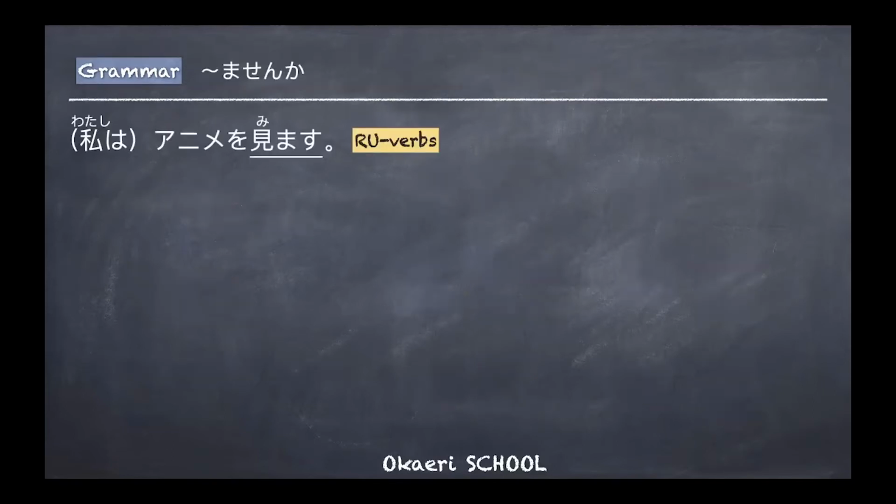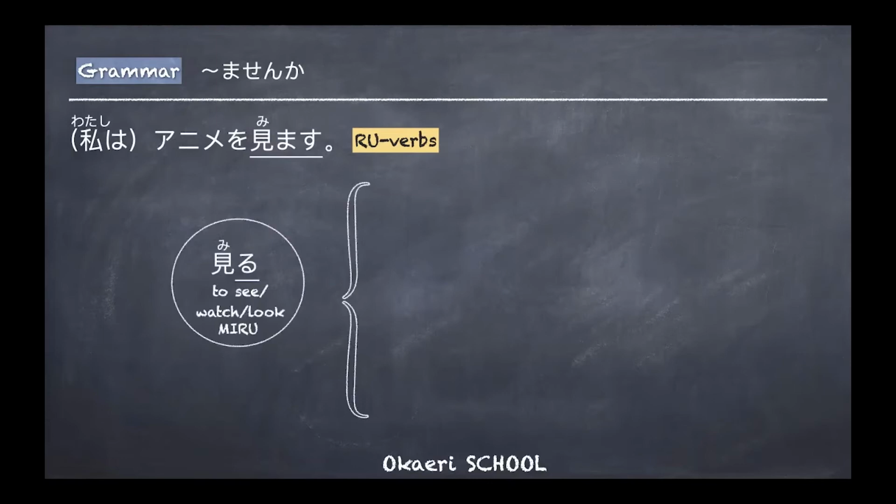Well, we start with the ru verbs. So we have been using this example. アニメを見ます. You can put your subject if needed. 私はアニメを見ます. 見ます comes from 見る as the dictionary form. It's called the original form. To see, 見る, to watch or to look. And then アニメを見ます, which means I watch anime.